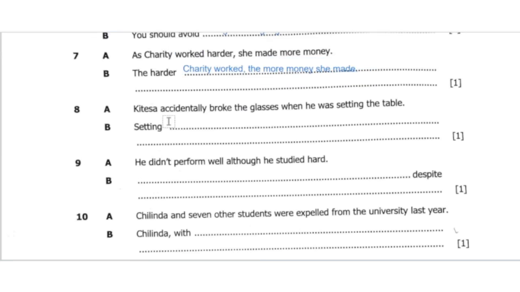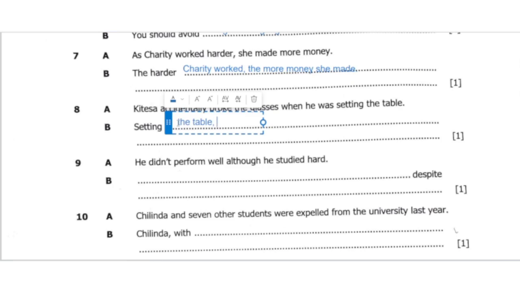Okay, we come to number 8. Kitesa accidentally broke the glasses when he was setting the table. Okay, so we rewrite it starting with the second sentence. We say: setting the table, comma, Kitesa accidentally broke the glasses.